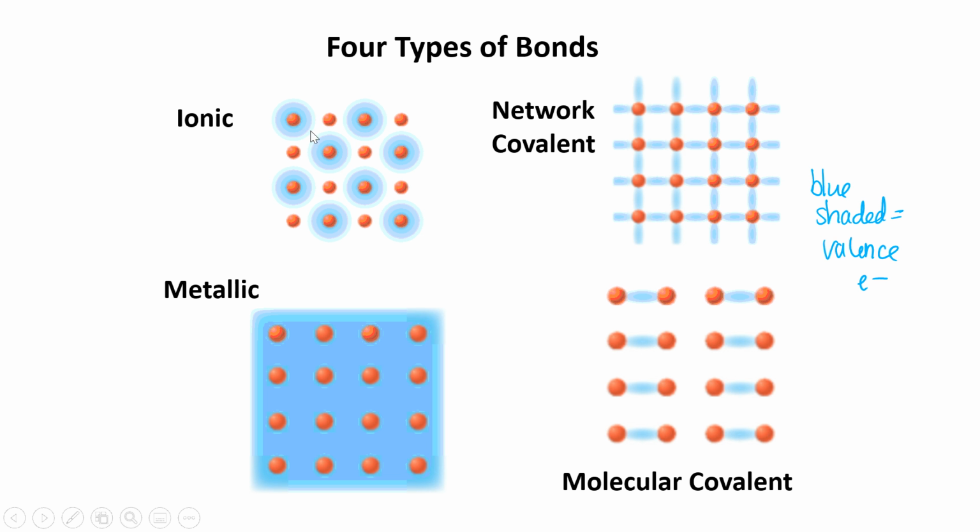Okay. And then in ionic, you see there's no sharing. Some atoms have the electrons and some don't. So that's what we mean by a transfer of electrons. So what happened here is that these atoms gave up their valence electrons to these atoms over here. Okay, and that's ionic bonding.